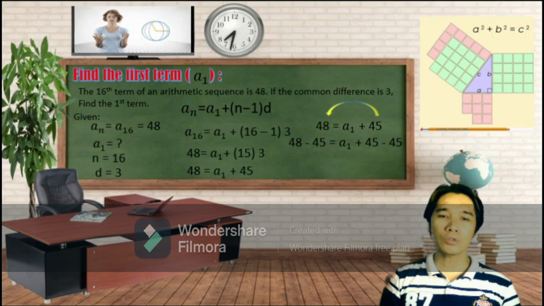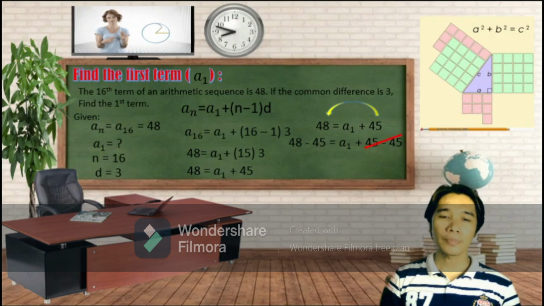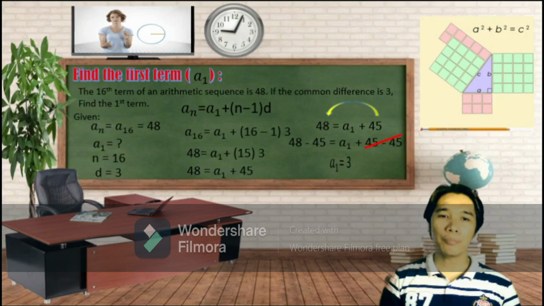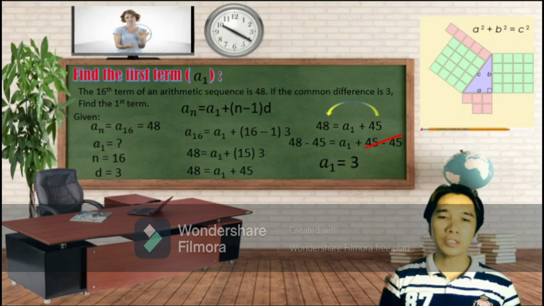So we are going to subtract also 45 from the left side of the equation. So we have 45 minus 45 is equal to 0. Now we have 48 minus 45 that is equivalent to 3. So therefore, our a sub 1 is equal to 3.